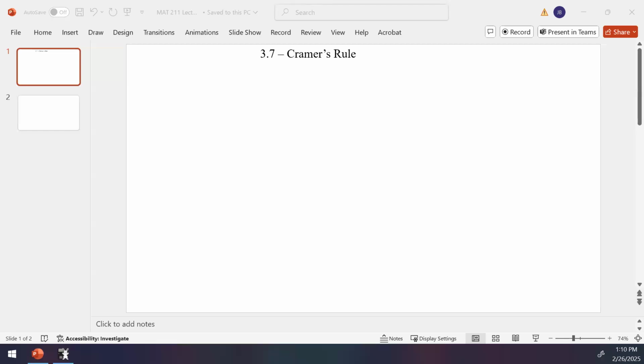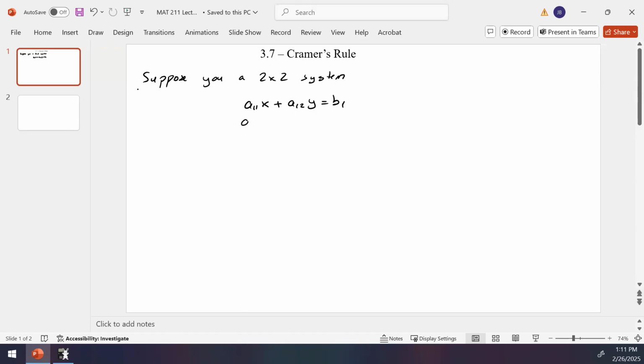In this section, we're going to be covering another rule for solving 2x2 systems, which is Cramer's rule. So suppose you have a 2x2 system: A11x plus A12y equals B1, and A21x plus A22y equals B2. And just to remind you, the subscript after A just means the row and column of the matrix.